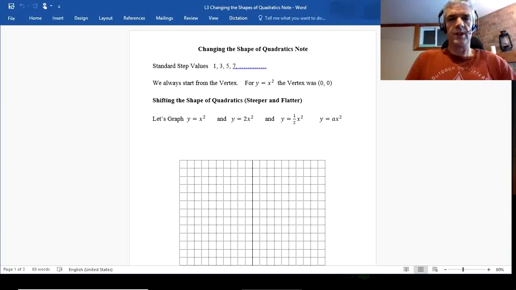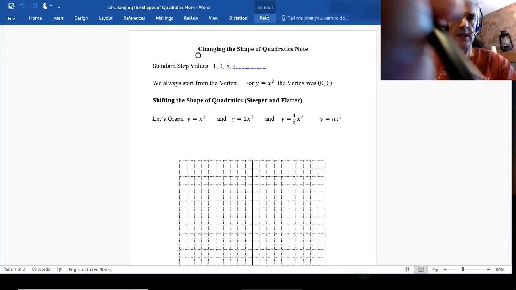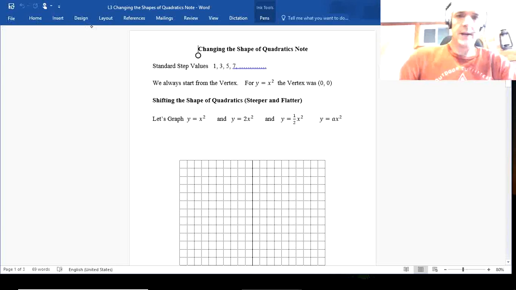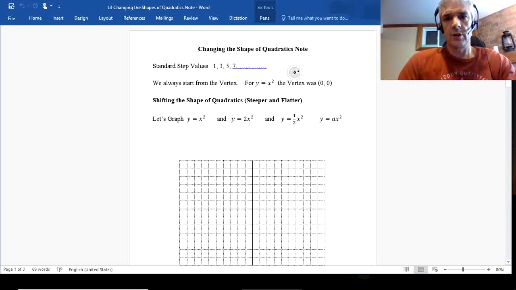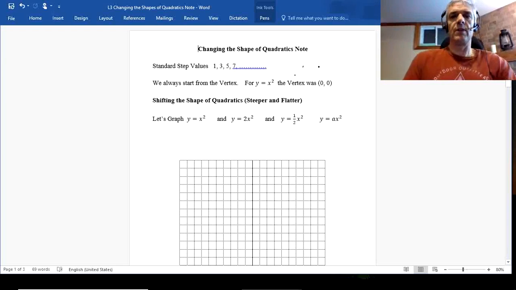Okay, welcome to this lesson on changing the shape of a quadratic equation, or quadratics. Up until this point, every quadratic has had the same basic shape, which we use the step values to generate. If this was the origin or the vertex, we start at a vertex, we go 1 over, 1 up, 1 over 3 up, 1 over 5 up, and so forth, and that creates the shape of the quadratic.